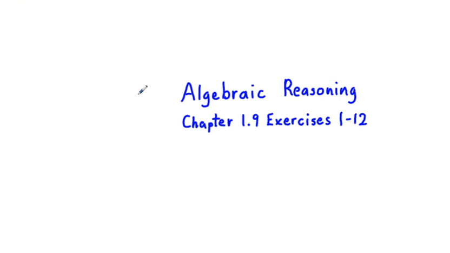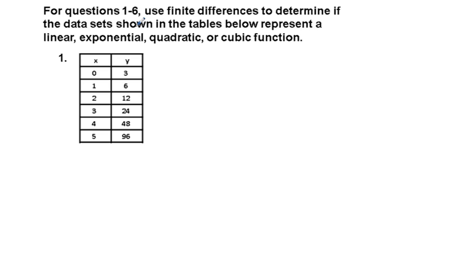Algebraic reasoning, chapter 1.9, exercises 1 through 12. I'm going to go over mostly the odd number problems in this set. With the exception of this first set, for questions 1 through 6, use finite differences to determine if the data sets shown in the tables below represent a linear, exponential, quadratic, or cubic function. In this instance, I'm going to do 1, 3, and 4 instead of 1, 3, and 5 as I usually do.